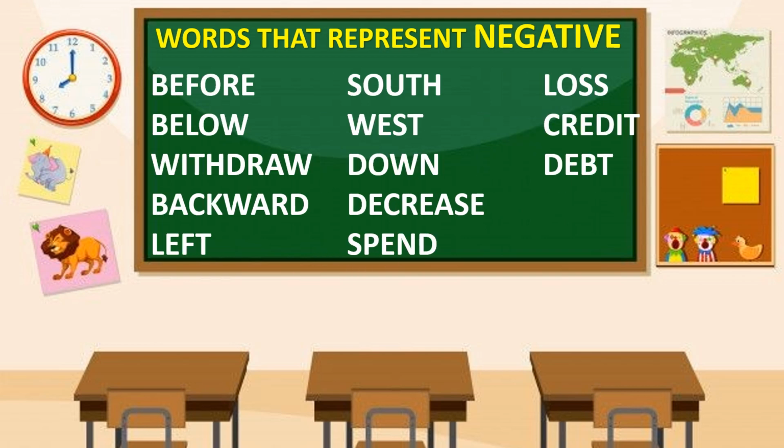Okay? Next, we have here the words that represent negative. We have here before, below, withdraw, backward, left, south, west, down, decrease, spend, loss, credit, and debt. Okay? So these are the words that represent negative. So ito naman yung tatandaan nyo na ang nire-represent naman po niya ay negative.